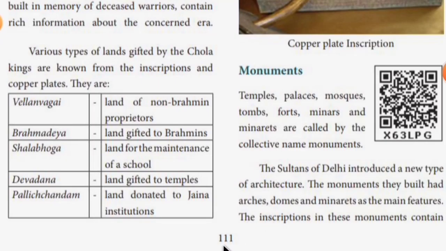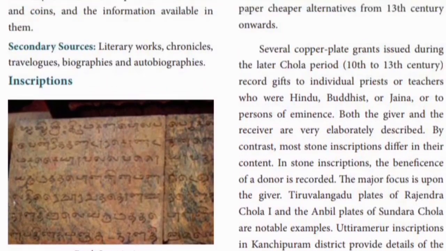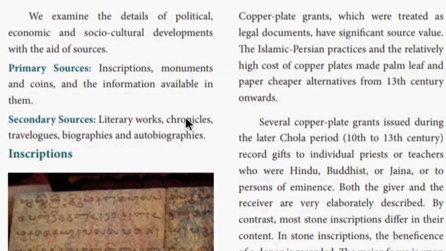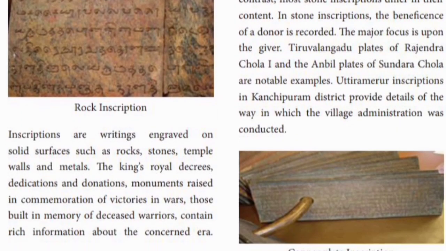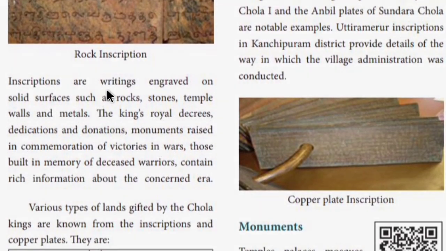Next is your page number 111. In that I explained the examples of primary and secondary sources. Primary source examples are inscriptions, monuments, and coins, and secondary source examples are literary works, chronicles, travelogues, biographies, and autobiographies. So this is about your inscriptions. Inscriptions are writings engraved on solid surfaces such as rocks, stones, temple walls, and metals.